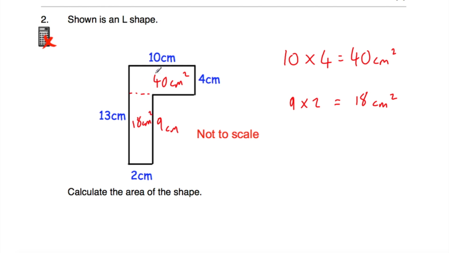So we've got the area of this rectangle, and we've got the area of this rectangle. So to get the area of the whole shape, we just add them together. So 40 plus 18 is equal to 58 centimeters squared. And that's it. That's the area of this compound shape.